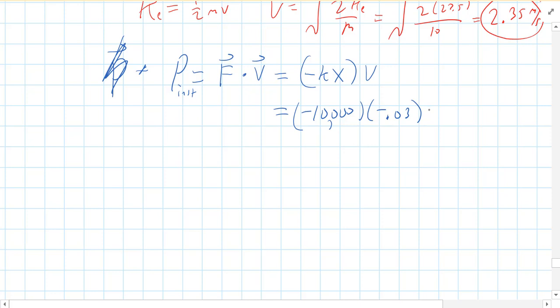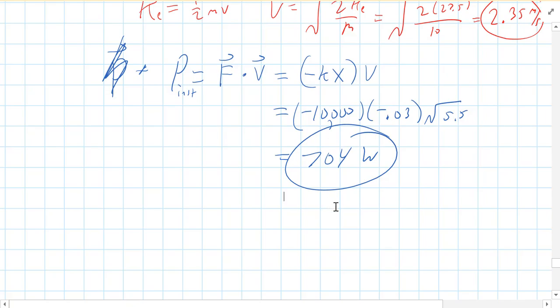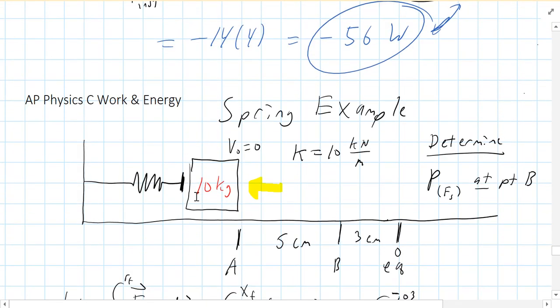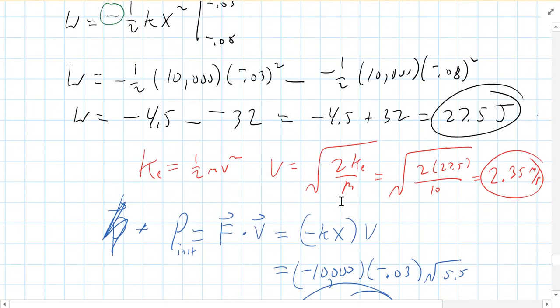And then we multiply that by the velocity that we just got, which was root 5.5, or you can plug in your 2.35 there if you want. And if all the negatives drop out, I end up with 704 watts. So that means at that moment, that spring is supplying 704 joules per second to the book bag, and it's still accelerating it forward, okay?